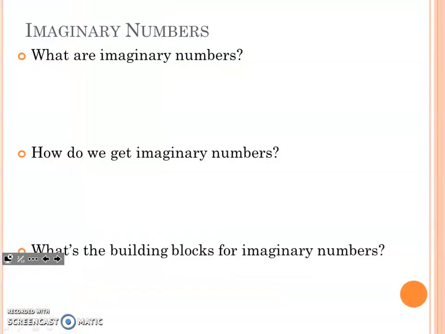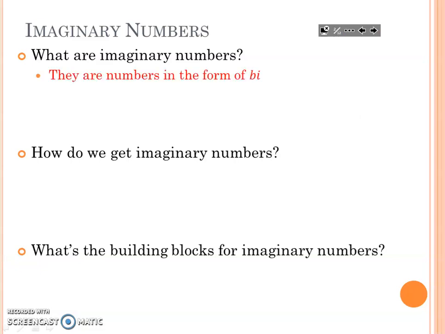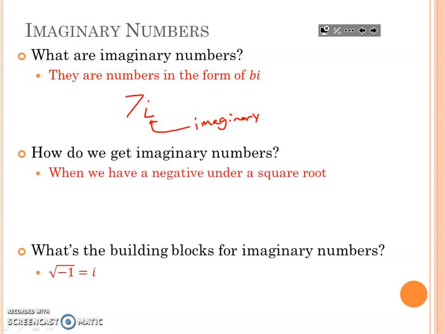So, starting out, what are imaginary numbers? Imaginary numbers are numbers that are in the form of bi. So, like 7i is an imaginary number. What do you guys think that i stands for? I don't know for sure, but I'm assuming that it stands for imaginary. It's letting us know that that number is an imaginary number. It's not real. How do we get imaginary numbers? When we have a negative underneath the square root.